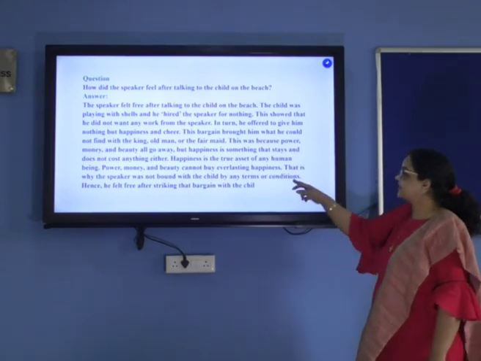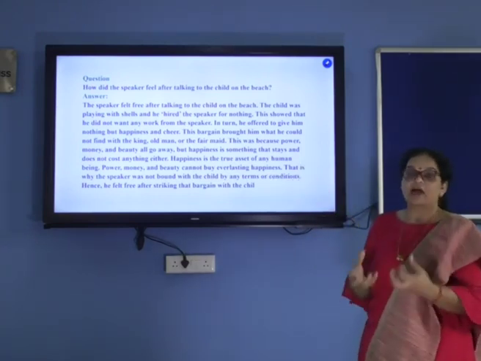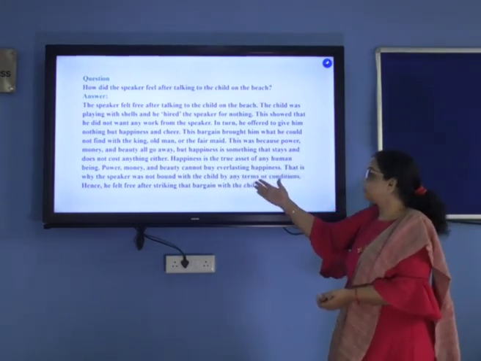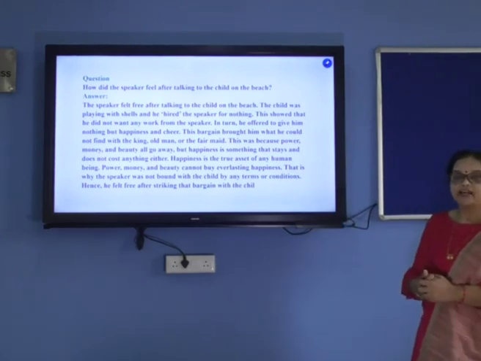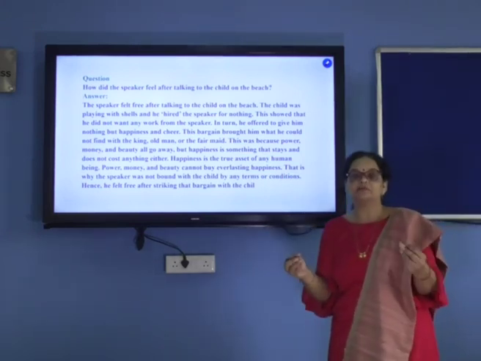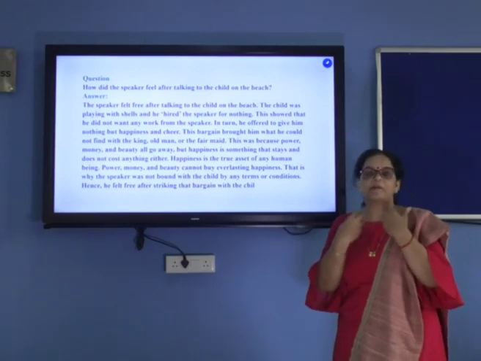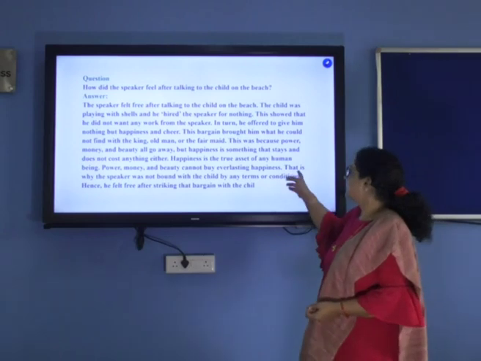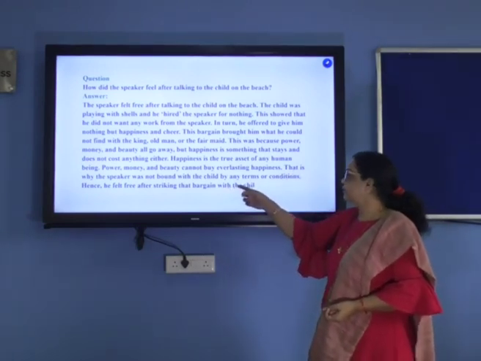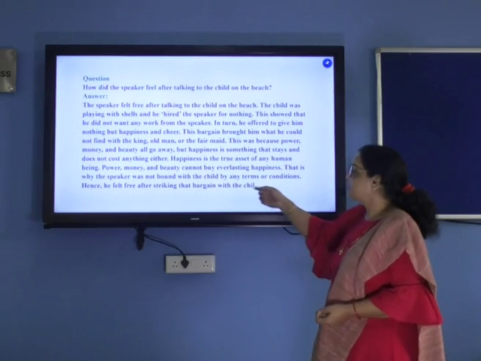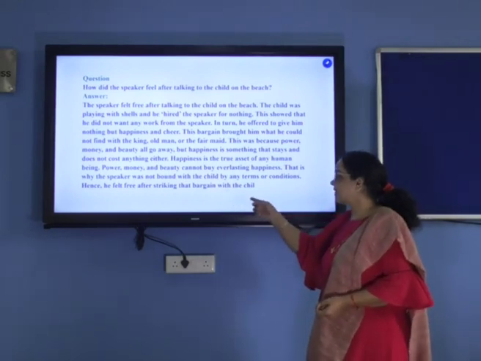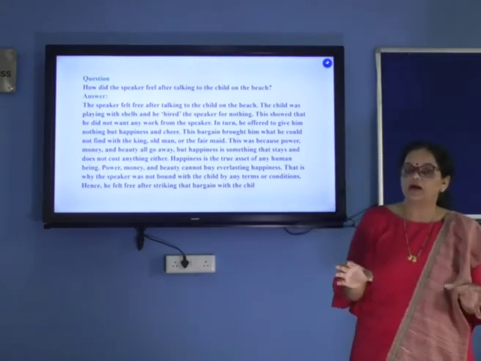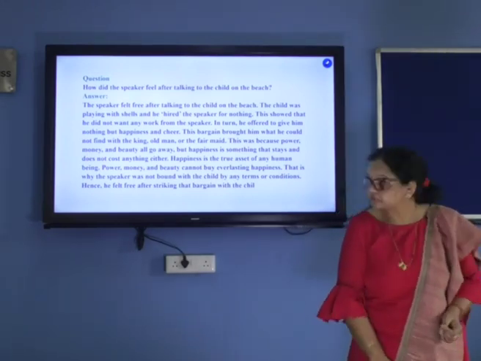Happiness is a true asset of any human being. Asset means our wealth. Power, money and beauty cannot buy everlasting happiness. You cannot buy happiness with all these materialistic things. It has to come from inside and it will come only when you do good work. So that is why the speaker was not bound with the child by any terms or conditions. Hence he felt free after striking the bargain with the child. So he said, okay, I am happy with it, and he just struck that bargain.